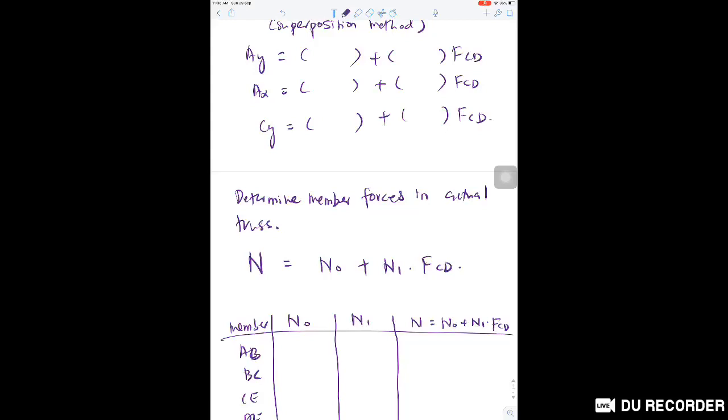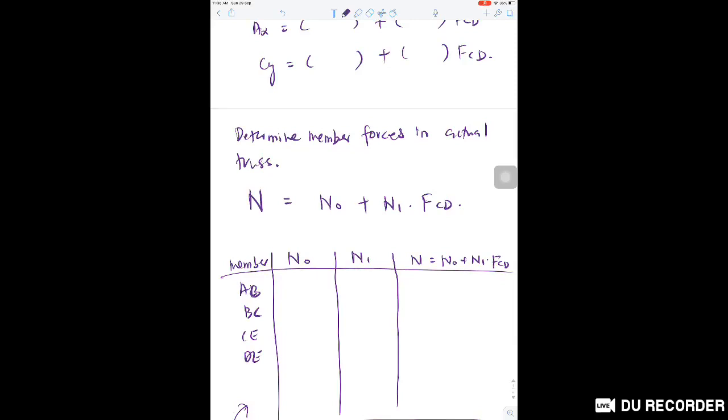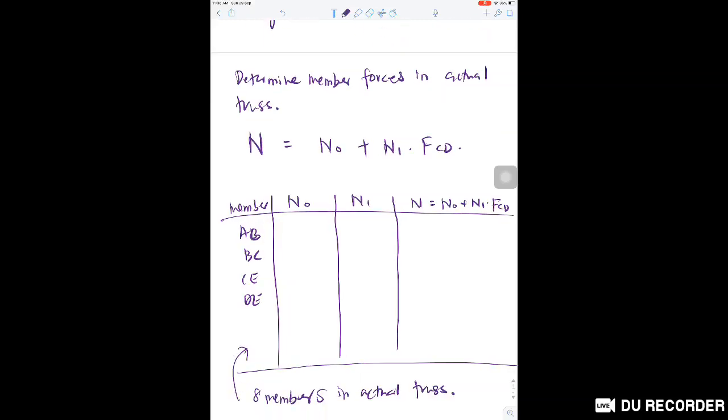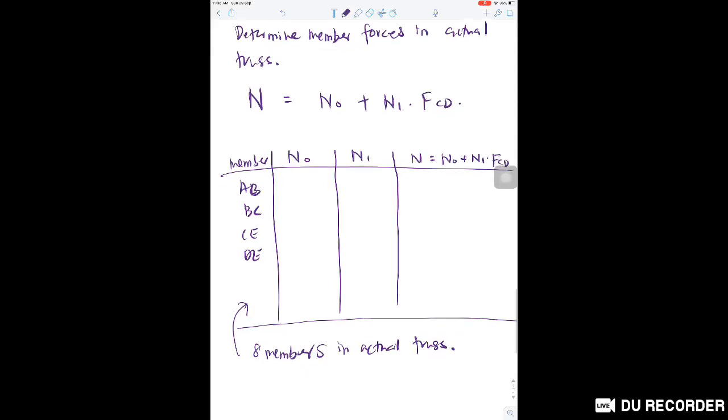For member forces, we have determined N naught and N1, which come from the real primary system and redundant system. Remember that in the redundant system, it is actually FCD inside the truss. However, we take out FCD, we put 1 times FCD, meaning everything inside the system must be multiplied back by FCD, like this. So N, the member force in actual truss, equals N naught, the member force in primary truss, plus N1 times FCD. N1 is the member force in redundant truss. So the final answer is like this.